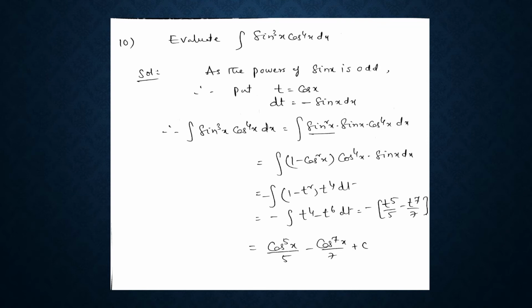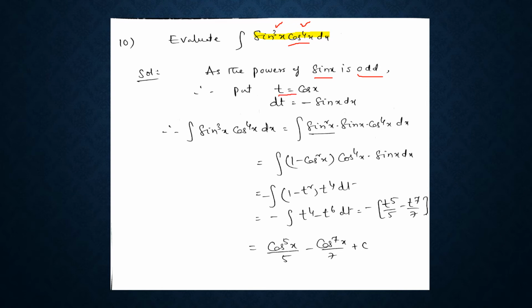Evaluate the integral of sin cubed x into cos to the power of 4 x dx. Here the power of sin x is an odd number and the power of cos x is an even number. One is odd and the other is even, so we should take the function which has the even power as t. Here cos x has the even power.